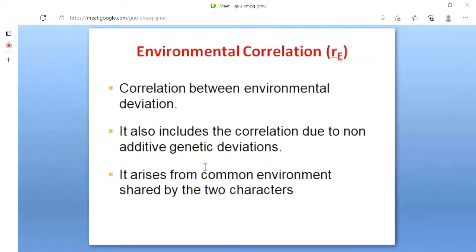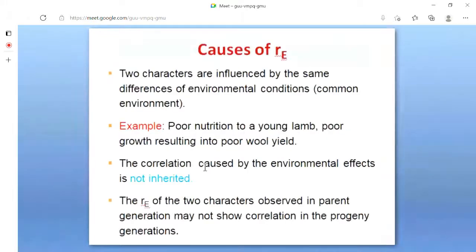Then the environmental correlation. Sometimes the correlation between the environmental deviations may be there. It also includes the correlation due to the non-additive genetic deviations. It arises from a common environment shared by two characters. Two characters are influenced by the same difference of the environmental conditions, the common environment.